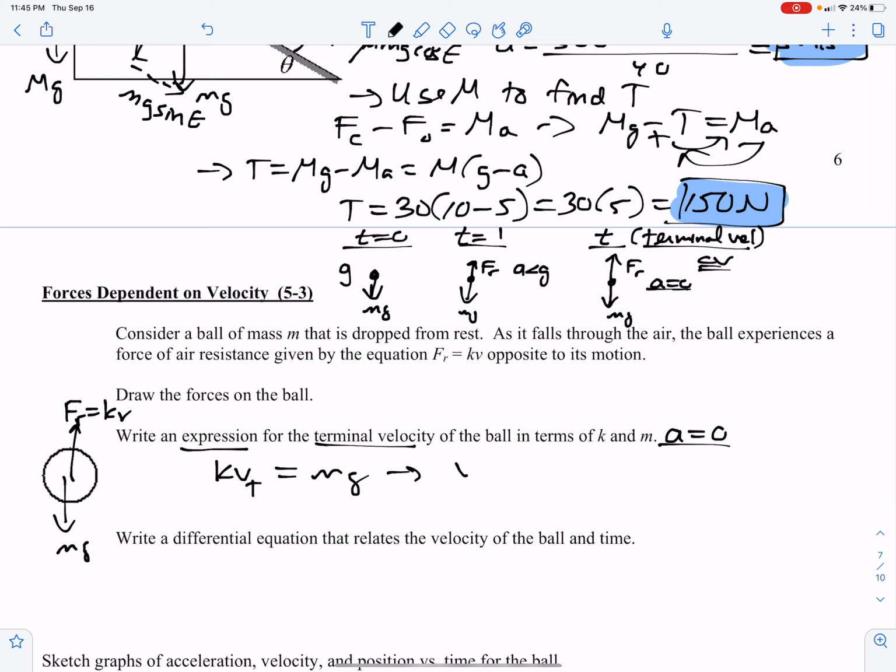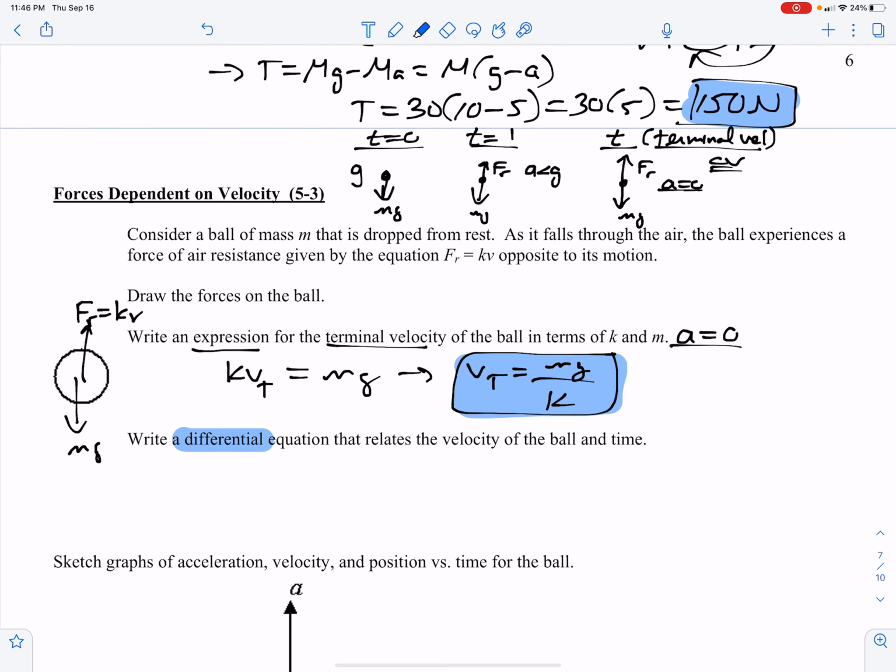Divided by k, and our terminal velocity would be the weight divided by k. What k represents is a drag coefficient, which could be related to the viscosity of the fluid you're passing through, the aerodynamic nature, the geometry of the actual object that's passing through, meaning how much surface area is interacting with the fluid. So k kind of represents a lot of things, and so it's just referred to as the drag coefficient, but it really encompasses a lot.